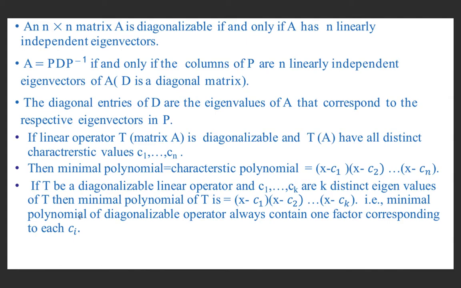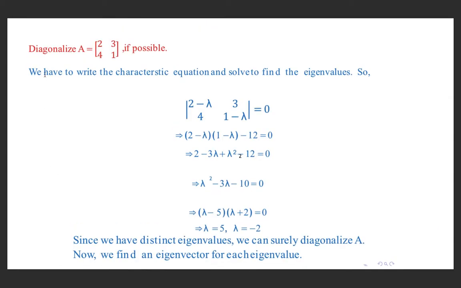So remember these things. Now we will diagonalize the matrix A equal to [2, 3; 4, 1] if it is possible. So we have considered the simple case where we have taken a matrix of order 2. A similar procedure we can apply to diagonalize a matrix of order 3 and 4.